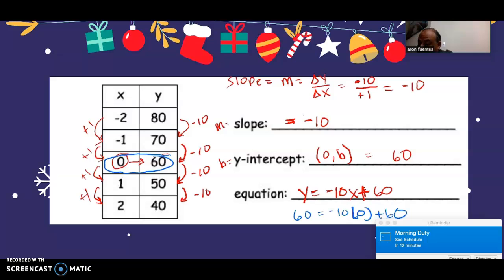And I selected some easy values that I could quickly solve. So negative 10 times 0 gives me 0 plus 60, and that's equal to 60 on this side. Well, 60 is equal to 0 plus 60, just 60. That is correct. So therefore, our equation does check out, okay? All right. Thank you.